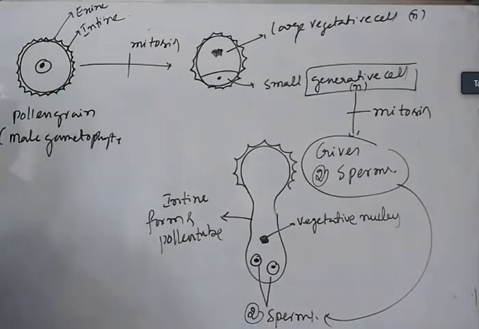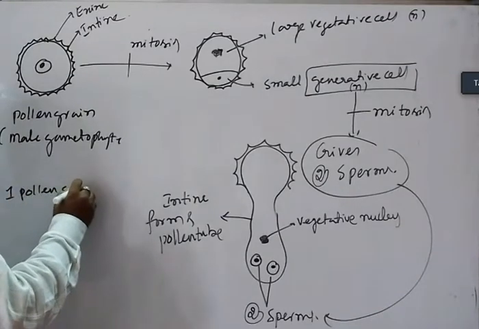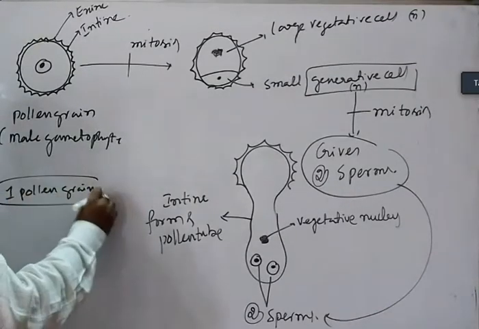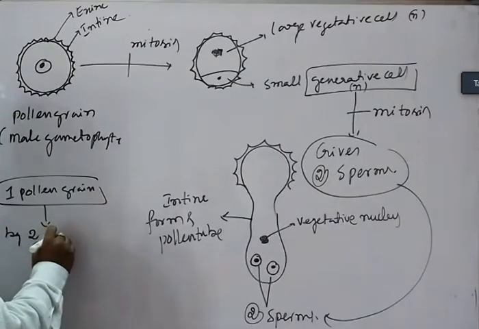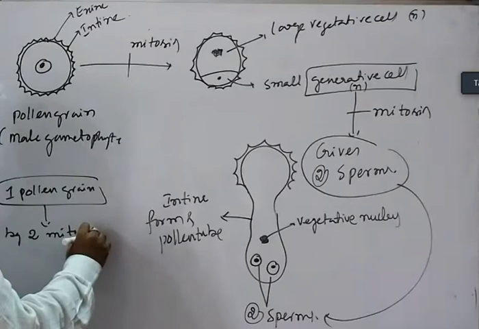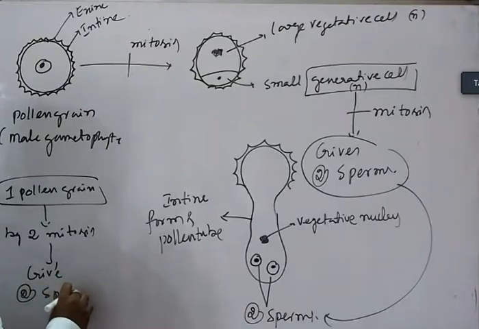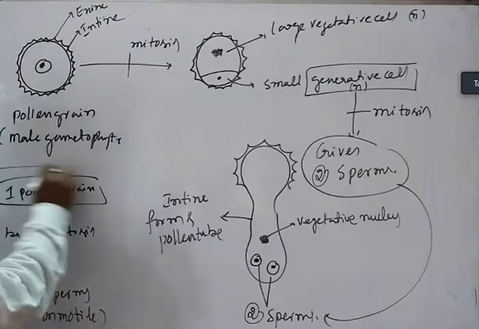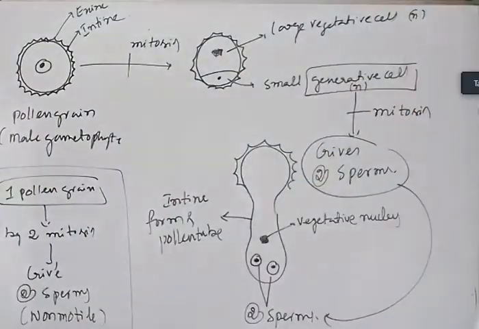So, one pollen grain, by how many mitosis? By two mitosis gives two sperms. These are non-motile. Non-motile means they cannot move.